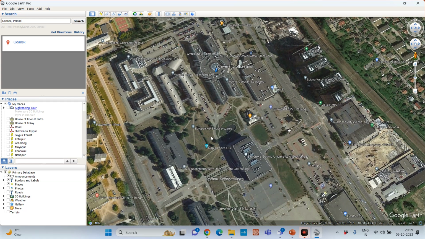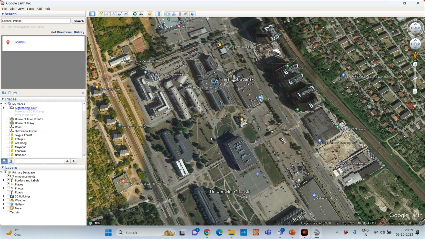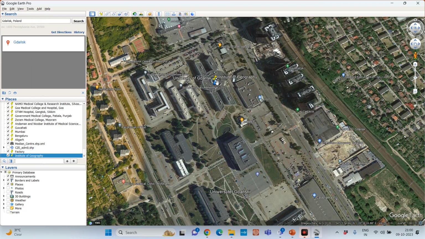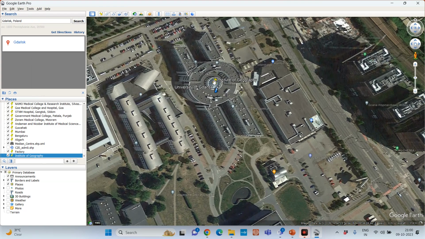So this is one kind of spatial data. Suppose you need to take the data like this, like this is the Institute of Geography. So this is one building. You can take it as a point feature. What is this? This is a point. We just make it a point.